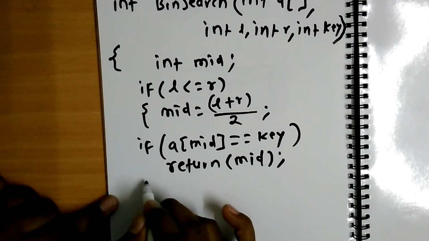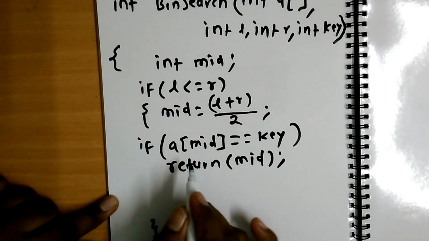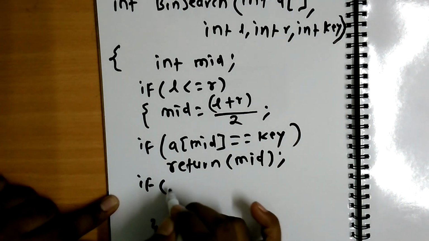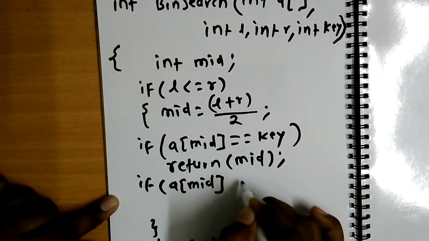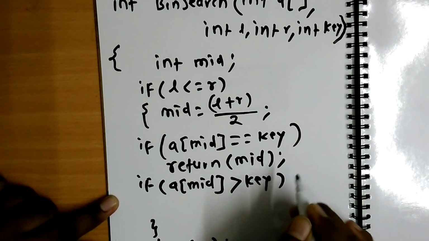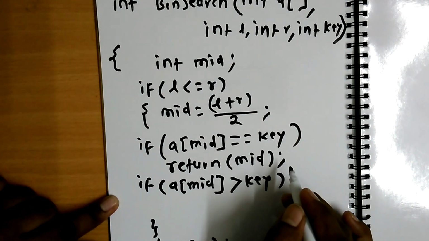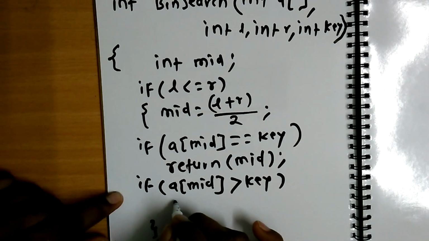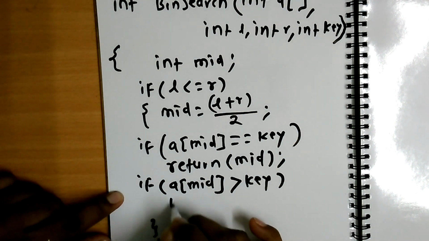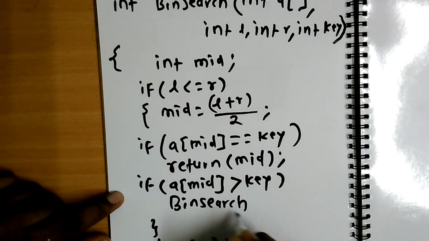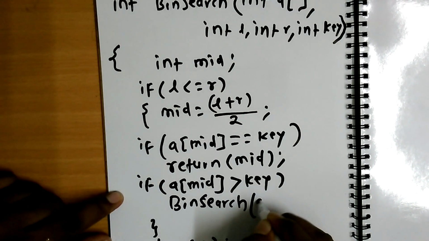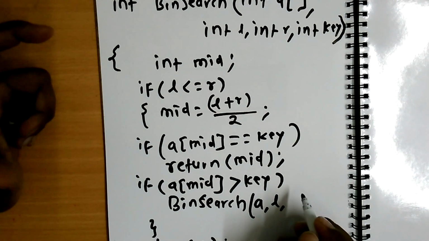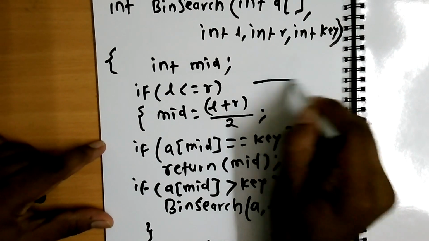Else what will I do? I'll check whether the key is greater than mid or less than mid. So if a of mid is greater than key, that means key is less than a of mid. So if the key is present, it must be in the left part of the array. So I'll call binary search on the left part of the array. Same function, called on the same array. The left index remains the same because I'm going to the left part of the array.